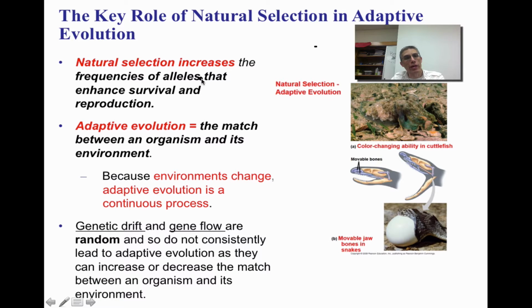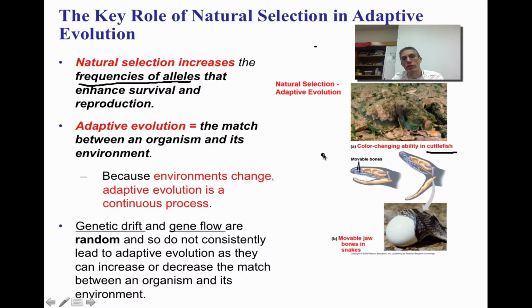Now we need to remember that natural selection is going to increase the frequencies of those alleles that are going to enhance survival and reproduction. So adaptive evolution is going to equal the match between an organism and its environment. So we need to remember that environments are always in a constant flux or change, so adaptive evolution is going to be a continuous process. Genetic drift and gene flow are considered random, so they do not consistently lead to adaptive evolution, as they can increase or decrease the match between organisms and their environment.